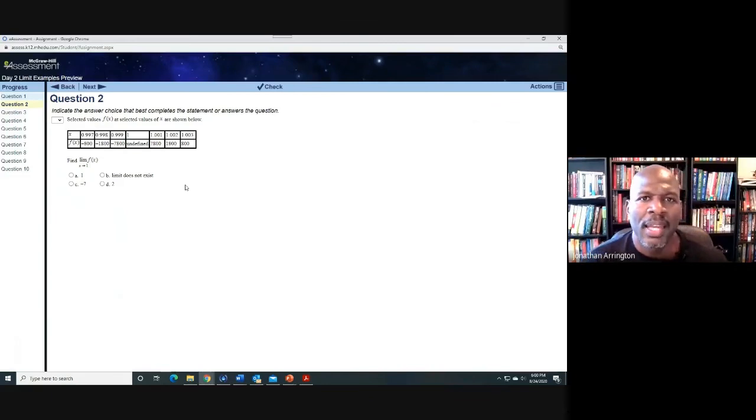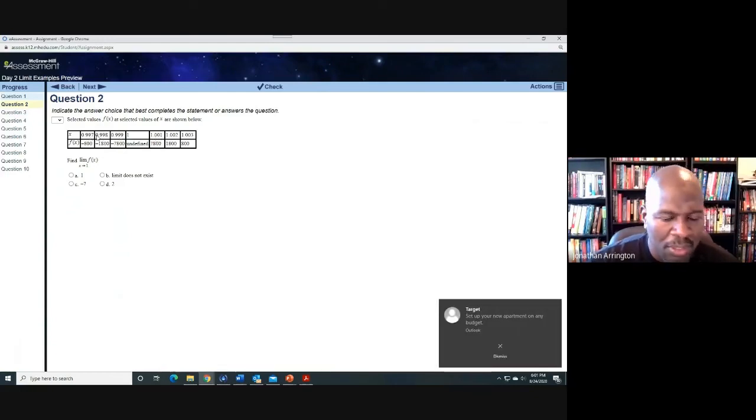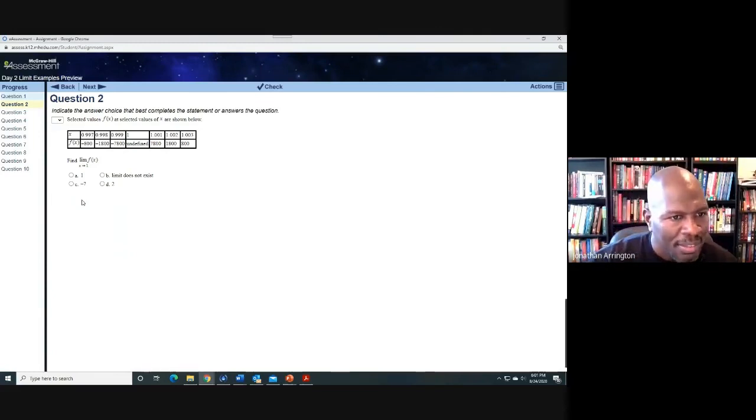As x approaches 1 from the right, 800, 1800, 7800. Now again, look at these x values. These x values are very, very close to 1. Extremely close. But these f of x values, like this guy is 1,000 away. What? And this guy is 6,000 away. What? So it looks like the closer we get to 1, the space between the f of x values increases.